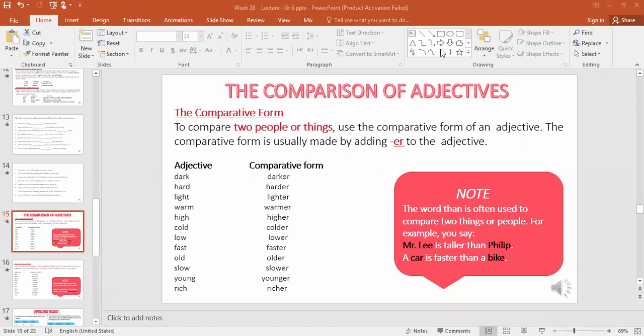Miss, please, quiet. A car is faster than a bike. Okay? A car is faster than a bike. What am I comparing here? A car and a bike. So I'm comparing two things. But notice how I'm always adding than. Always faster than, taller than. In the test, you have to write this. I'm not going to tell you that you have to write than. You have to memorize the form of the comparative adjective. Is taller than. Okay?